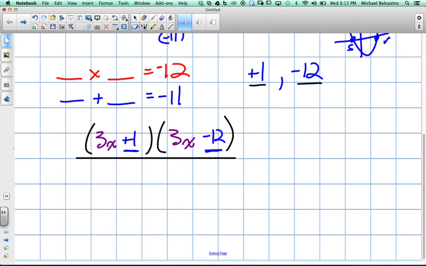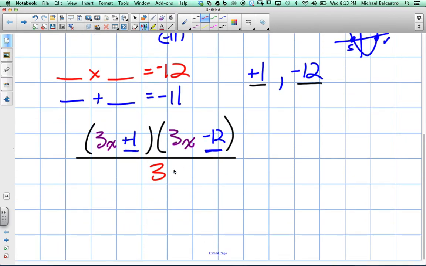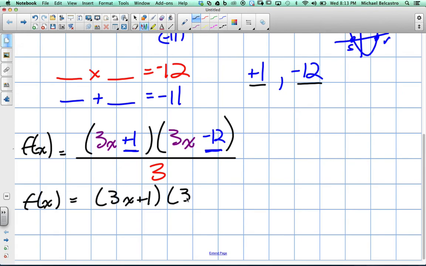Do you remember what our a term was? 3x? Well, technically the a is just the coefficient, so it's just the value of 3. Let me rewrite this all in black here. This is technically us going from standard to factored. So our f(x) is equal to (3x + 1)(3x − 12), all divided by the value of 3. So that's how we build what we have here.